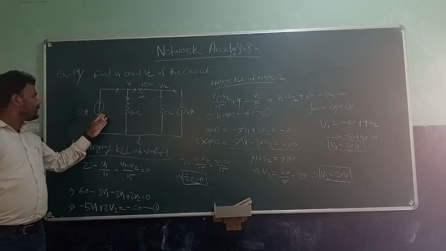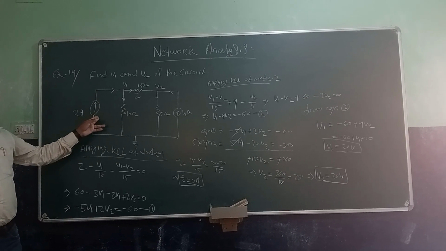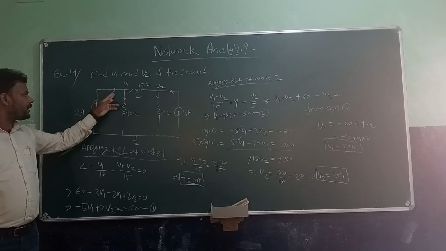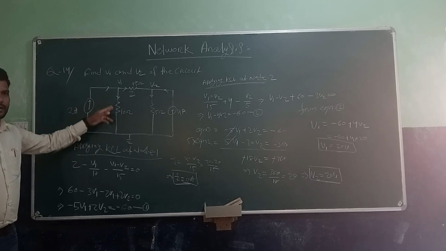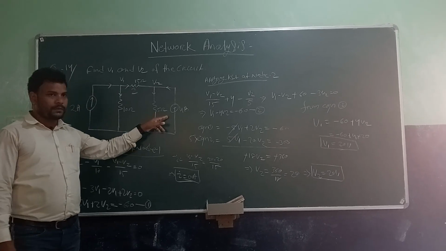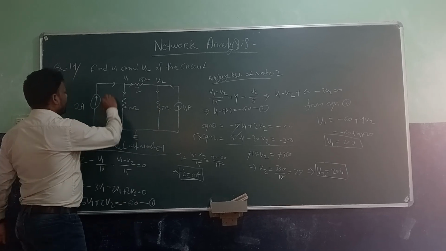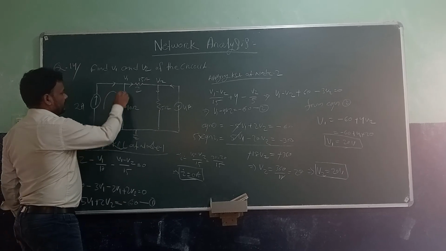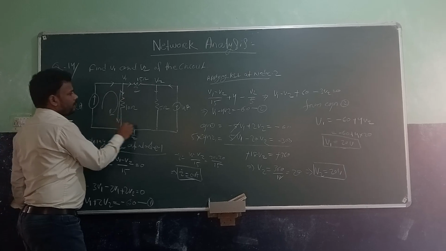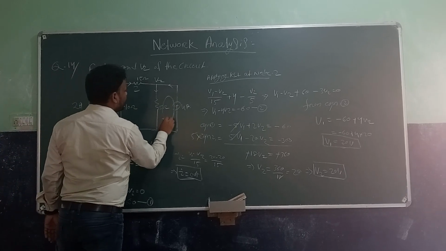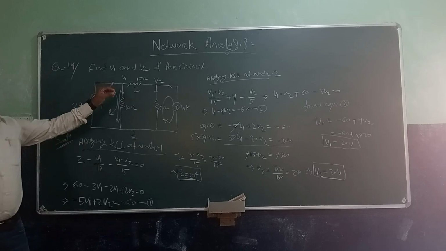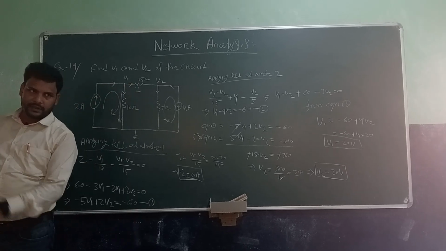That means this current 2 ampere flows only through the 10 ohm resistor, and this current 4 ampere flows only through the 5 ohm resistor. There is no current flowing in the 15 ohm resistor. Okay.